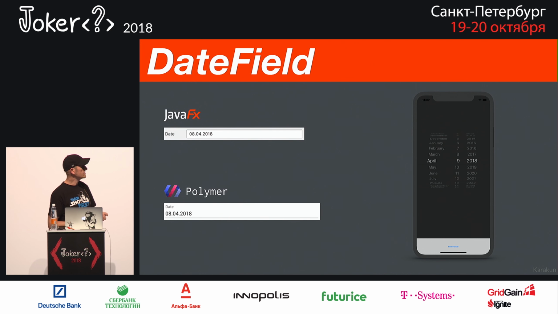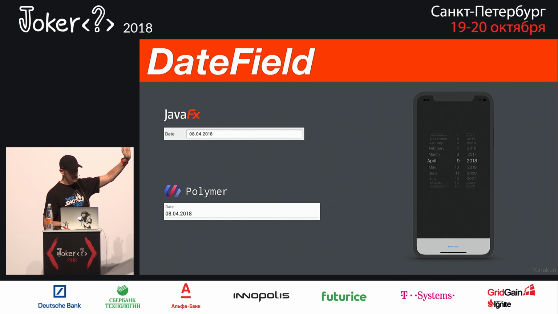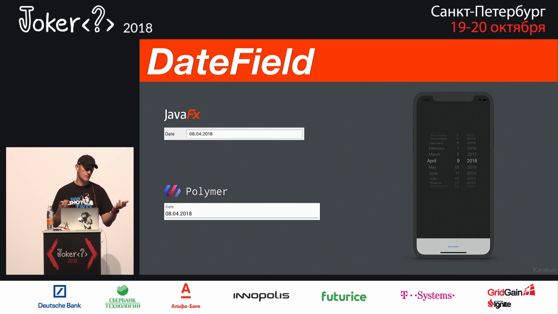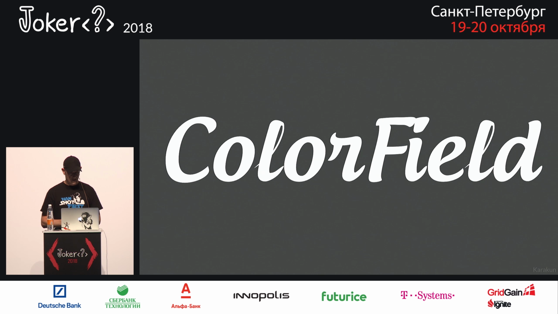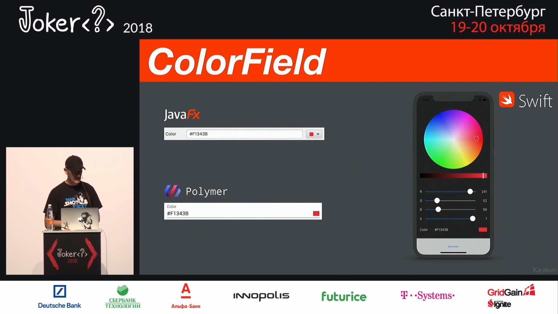Then we have the date field. I simply use the standard date picker from iOS. And to be fair, on desktop and on web, we also have date pickers. So you can use it, but you don't have to. The color field: color pickers sometimes are quite easy, sometimes they could be more complex. If I click in the color field, I will get this one on my mobile phone, which might be more fun to play around with.